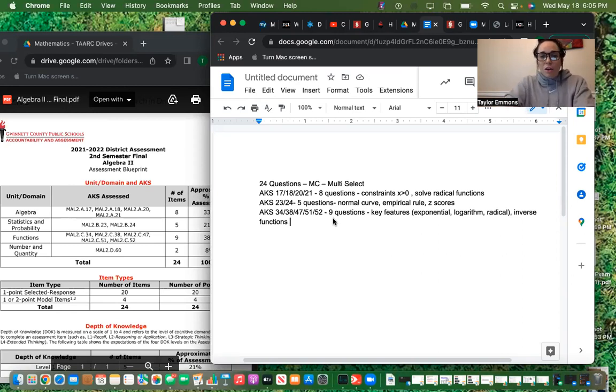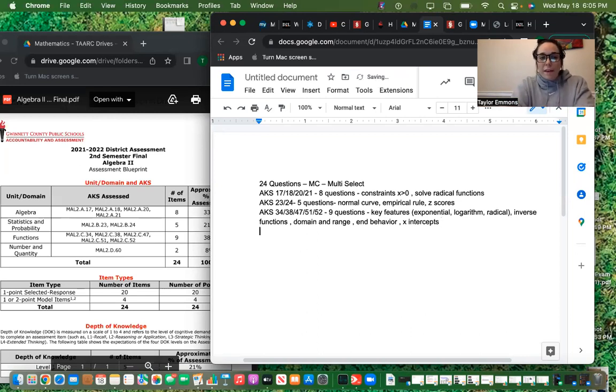And then x-intercepts and that kind of thing. You're going to see domain and range questions in here, and probably end behavior and x-intercepts. So that's probably what you're going to see the most. That's all you're going to have there.